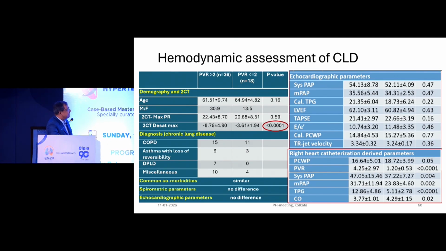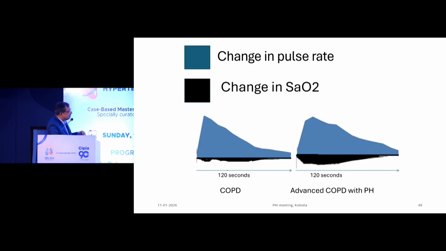So this is how it looks. If it is COPD only, if we take the whole area under the curve for pulse rate and saturation, the black one is saturation, and the blue one is for pulse rate. You can see the difference in COPD alone and COPD with PH.